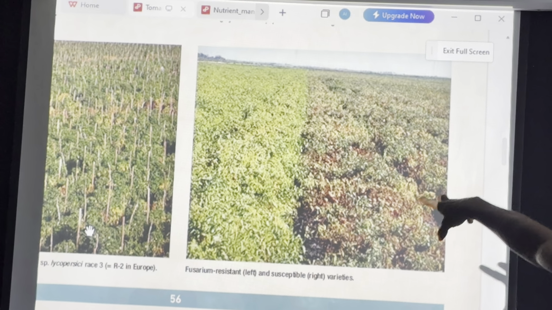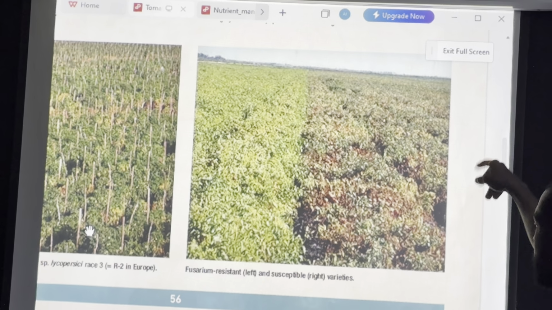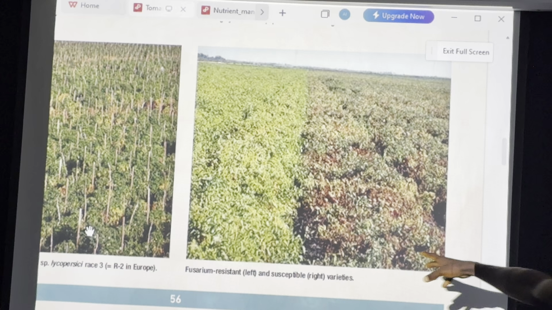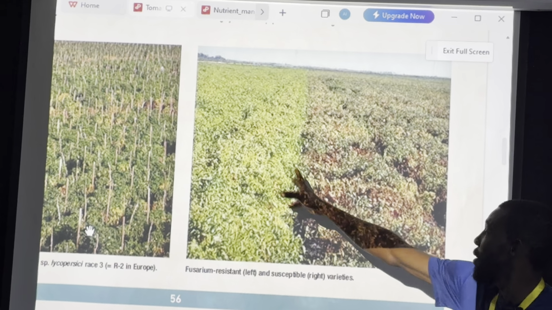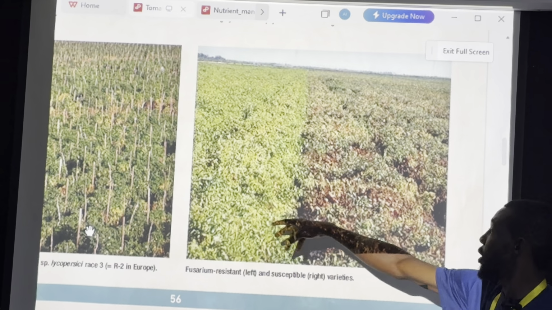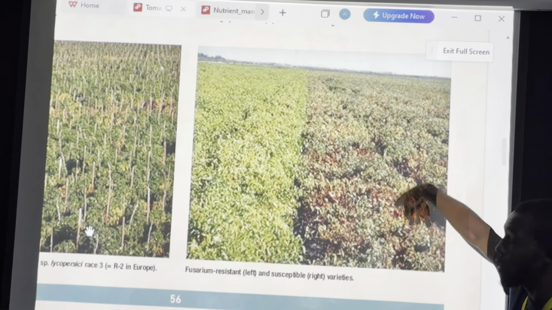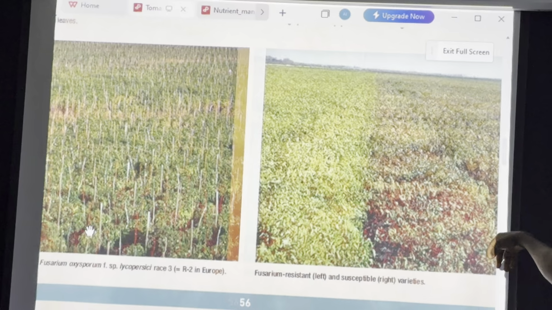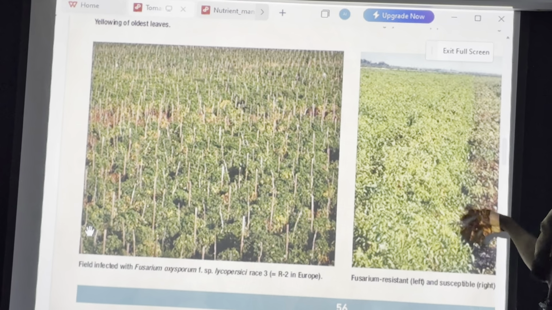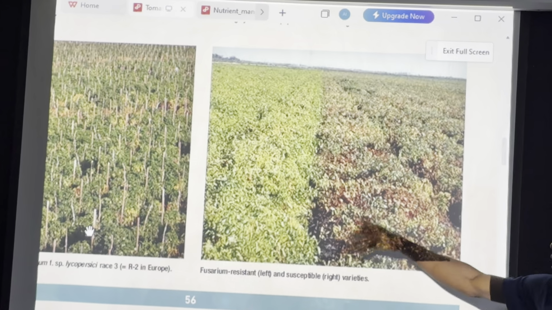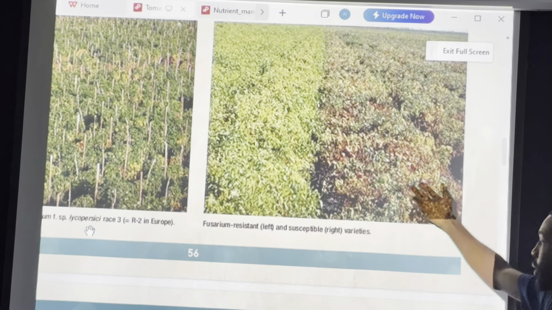This is a whole tomato field that has been infested. This part of the farm has been infested with wilt. This part is not infested. You can see that these are resistant varieties, these are non-resistant varieties. But if you are not careful, anything that is happening here can potentially happen here.